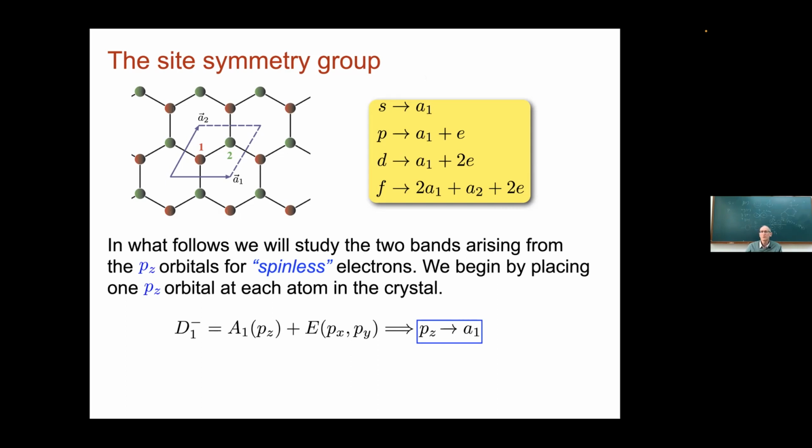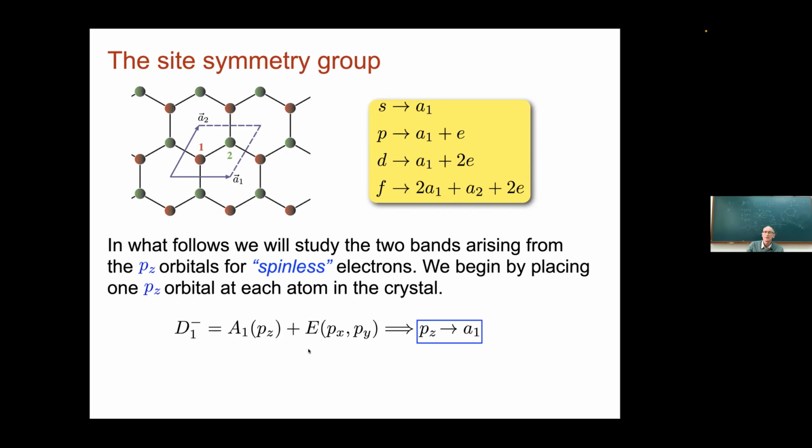So in what follows, we're going to study only the 2 bands arising from the Pz orbitals for spinless electrons. I can do this because this is the irreducible representation of the O3 group for the Px, Py, Pz orbitals, but this becomes reducible under the lower local symmetry group, under C3v. And this means that Pz and Px, Py decouple, okay? They are no longer degenerate, and I can study this thing independently of these 2 other things, okay? Well, independent to some extent, as we'll see.